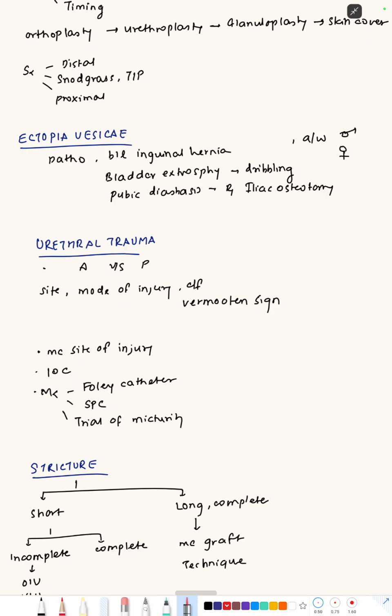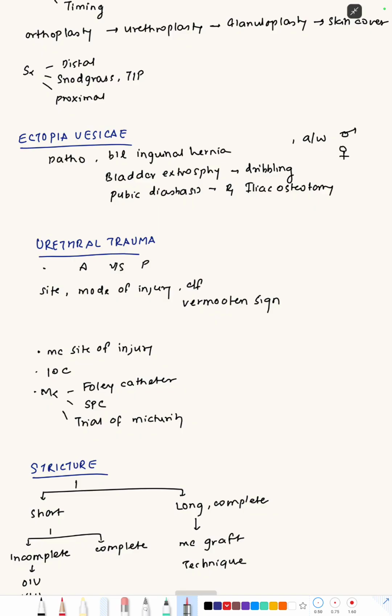Now the next is going to be the features. In the features, it will lead to hematoma formation. In anterior, it will lead to superficial perineal hematoma, also called butterfly shaped hematoma. While in case of posterior, it will lead to deep perineal hematoma, which can extend up to the upper one third of the thigh, and Vermeulen sign can be seen. Vermeulen sign is that on digital rectal examination, you will find the prostate to be at a high position or floating position.